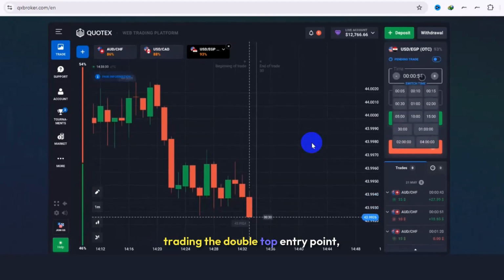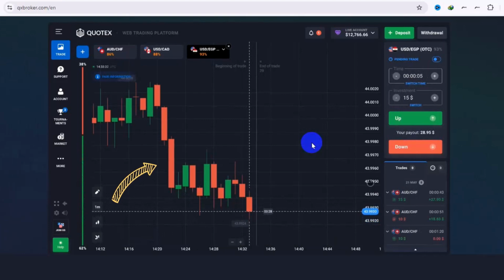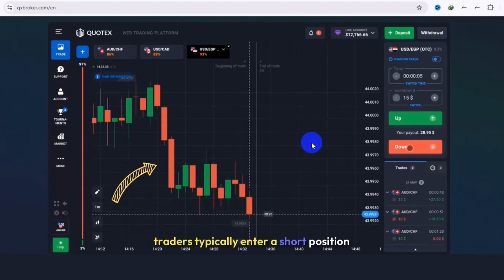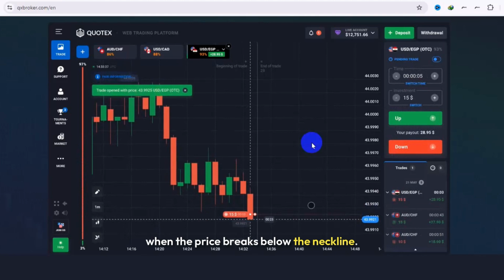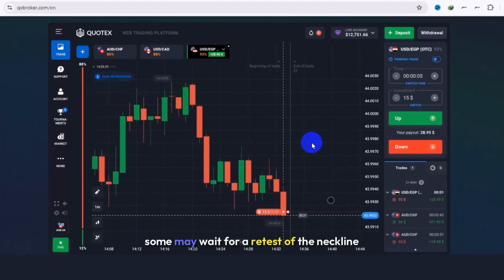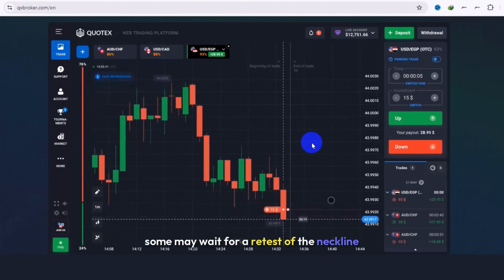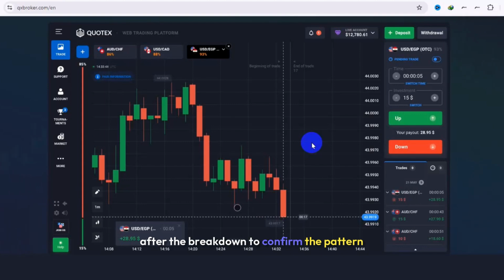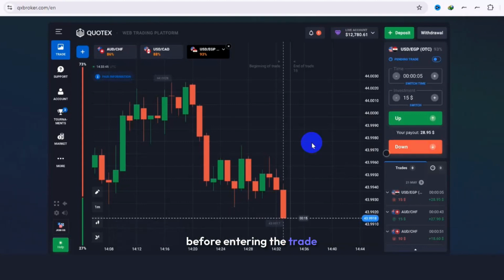Trading the double top. Entry point. Traders typically enter a short position when the price breaks below the neckline. Some may wait for a retest of the neckline after the breakdown to confirm the pattern before entering the trade.